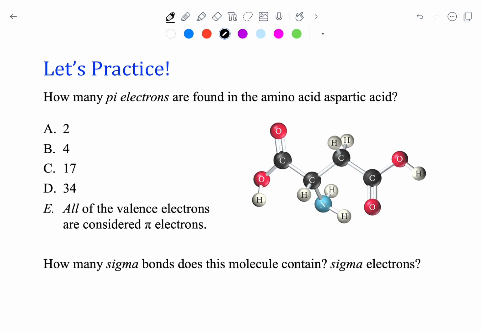How many pi electrons are found in the amino acid aspartic acid? I want to acknowledge pi electrons. Each bond has 2 electrons. No matter if it's sigma or pi, it still has 2 electrons in it. So how many pi electrons are in this amino acid? Pause your video, take a look at this amino acid, count the number of pi bonds, and then determine the number of pi electrons.